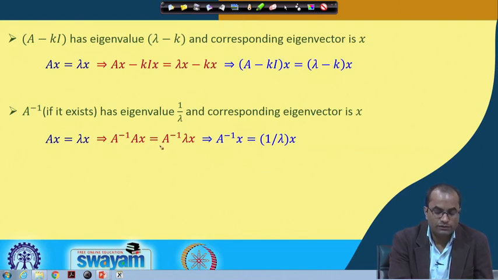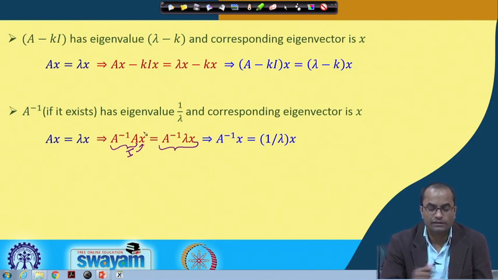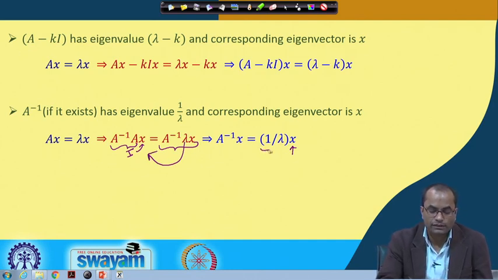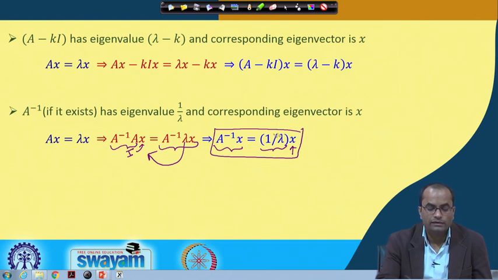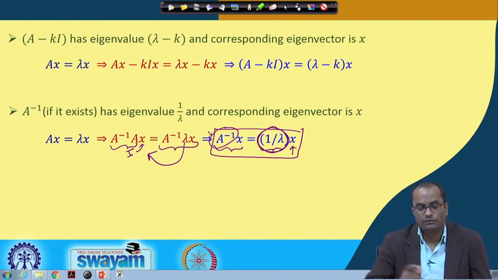Here we have A inverse A x, where A inverse A is just the identity matrix, and the identity matrix with x will give us x. And this lambda, it is a constant term, we can take to the left hand side, so that we will get 1 over lambda, and this A inverse x remains here. So, what relation do we have now? A inverse x is equal to 1 over lambda times x. That means this 1 over lambda is the eigenvalue of the A inverse matrix.